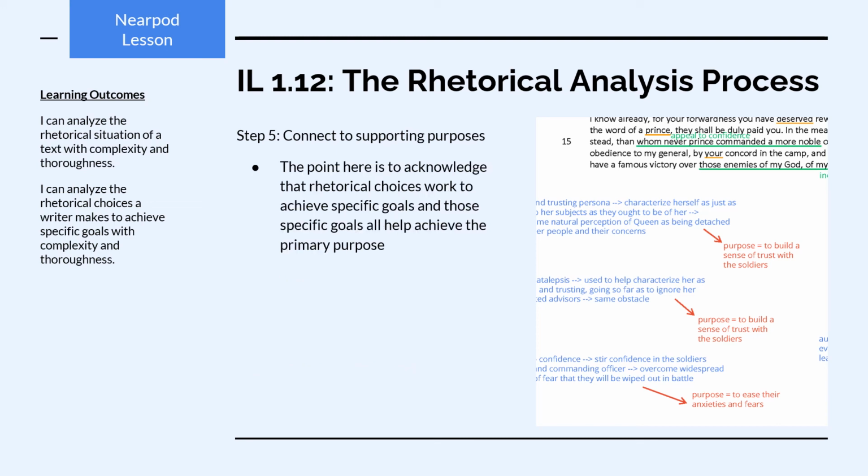The point of this final step is just to acknowledge that different rhetorical choices work differently to achieve different rhetorical goals. One thing that developing writers often make the mistake of doing in rhetorical analysis is they try to connect every rhetorical choice just back to the primary purpose, which is not really how carefully crafted texts work. Remember, a skilled writer is going to try to achieve these smaller supporting purposes that, when put together, achieve that ultimate primary purpose.